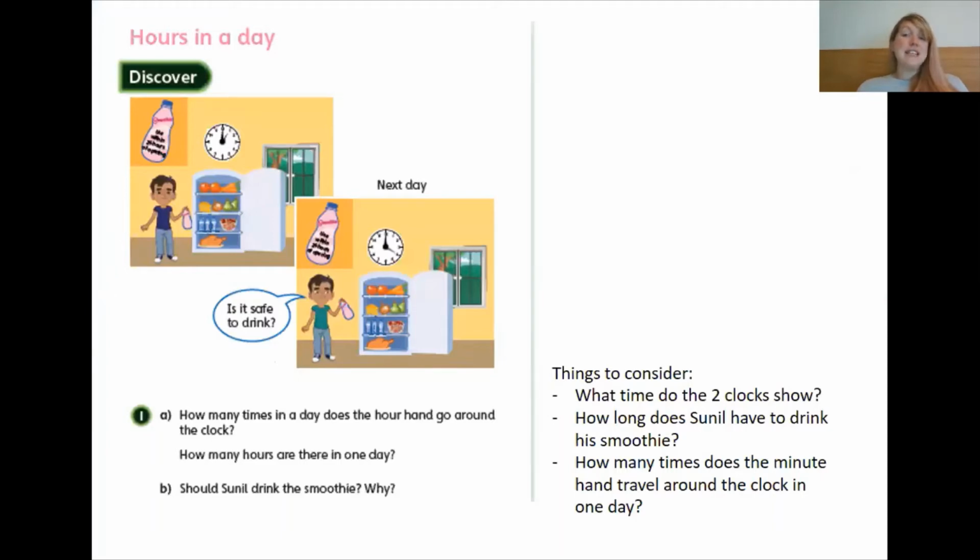Now, today is the last lesson that we're going to look at. So hours in a day. So the thing that I want you to consider are, what time do the 2 clocks show? How long does Sunil have to drink his smoothie? How many times does the minute hand travel around the clock in one day? Now, I don't know if you can see, but on the bottle here, it says that you must drink it within 24 hours of opening. Pause the video now and give it a go.